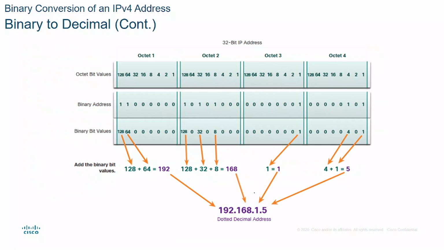All right, look at the breakdown of binary to decimal conversion. Now we have this is the octet bit values, okay, and this is the binary address and binary bit values. Okay, so here now, let's say we want to have 192. What gives 192 is what? Which is 128 plus what? 1 plus 64. You get what? 192, which is this.